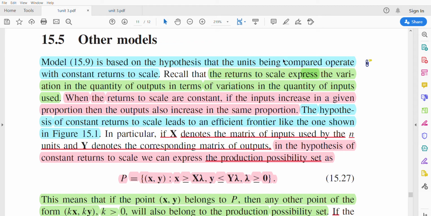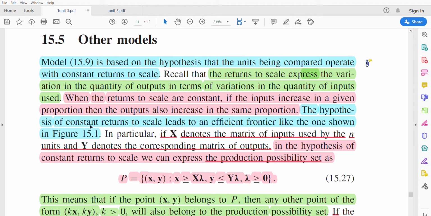Whenever we are expressing our scale, how are we expressing it? By means of returns. How are we taking these returns? By showing some variations. Where are we showing variations? The variations in the quantity of outputs in terms of variations in the quantity of inputs used. So when the returns to scale are constant, if the inputs increase in a given proportion, then the outputs also increase in the same proportion.